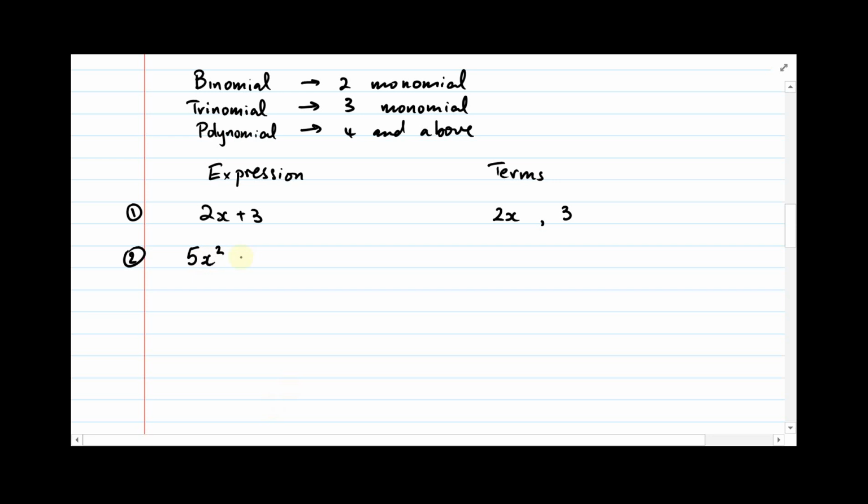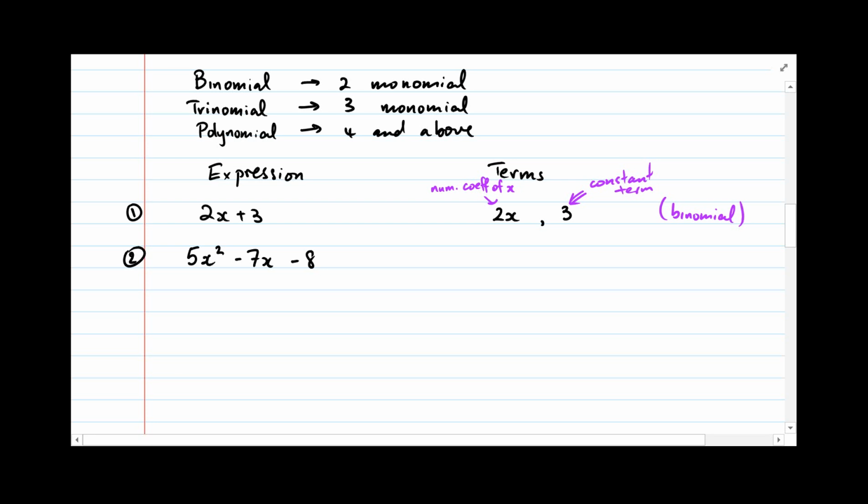Alright, let's look at another one. 5x squared minus 7x minus 8. Alright, by the way, this was a binomial. I had two terms. And again, here, this is called a constant. The 3 is called a constant term, while the 2 on this would be the numerical coefficient of the variable x. Alright.